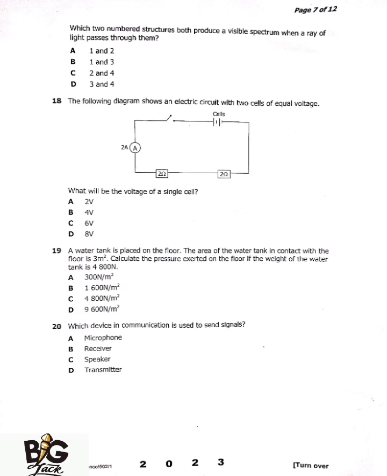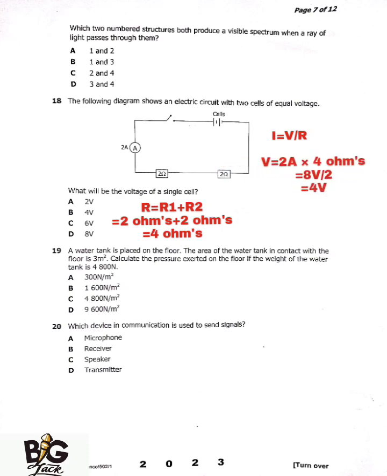Remember, they are saying the cells have equal voltage, which means, for example, if you find the voltage to be 10, each cell is going to have 5. I think you have gotten my point there. So current is equal to voltage over resistance. Now, if resistors are connected in series, you add them. So 2 ohms plus 2 ohms, I'm going to get 4 ohms. Then the current is 2 amps. So current, which is 2 amps, is equal to voltage over resistance, which is 4 ohms.